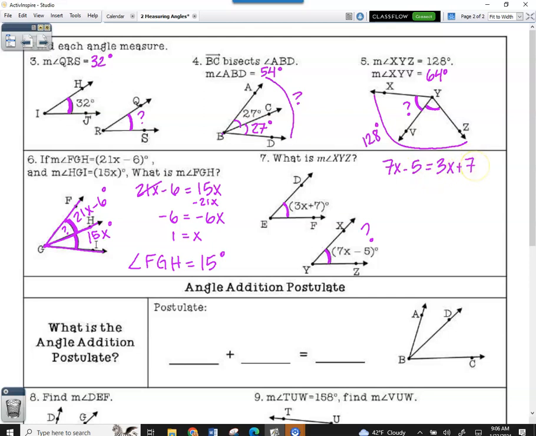Doesn't matter which one's on which side. The only reason I put 7x minus 5 on the left was because it had a bigger number in front of the x. So this is a multi-step equation. We practice this. We need to consolidate our variables, then our numbers. So I'm going to take this positive 3x over here.